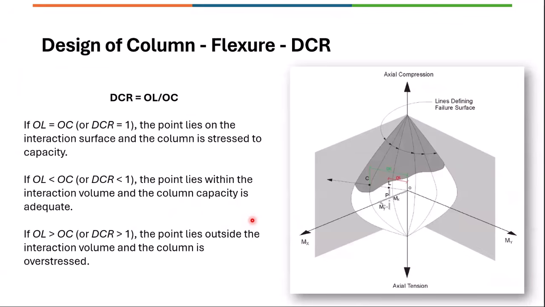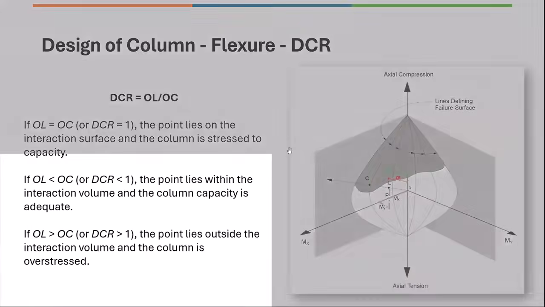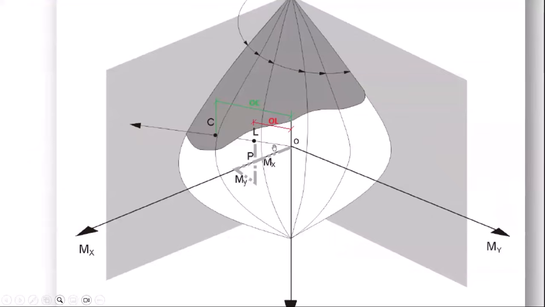Next, the program calculates the demand capacity ratio, whether you design or check the capacity for the provided rebar. So both are possible. So in most cases, we'll be designing. Internally, it is going to check the demand capacity ratio, which is nothing but the vector ratio. What is the demand, this OL, and what is the capacity OC, which is from the origin to this surface. And that ratio, when it is less than or equal to 1, it is safe, greater than 1, it is unsafe.